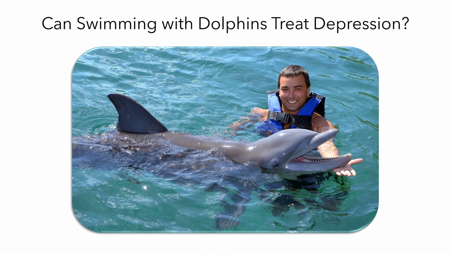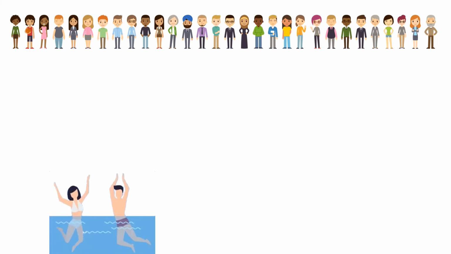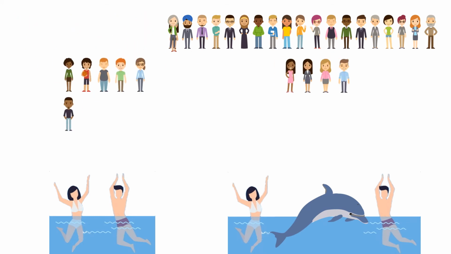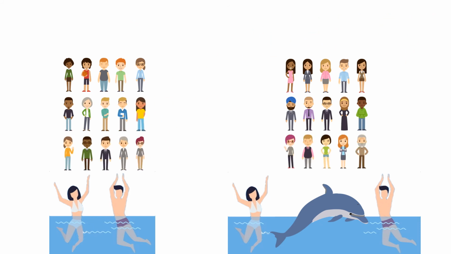A few years ago, researchers wondered whether swimming with dolphins could be used as therapy for depression. Researchers recruited 30 adult participants with a clinical diagnosis of mild to moderate depression. These 30 participants went to an island off the coast of Honduras and engaged in one of two activities, either swimming or swimming with dolphins. The participants were randomly assigned to one of the two groups. After the treatment, 3 of the participants in the swimming-only group showed signs of improvement, and 10 of the participants in the dolphin group showed signs of improvement.